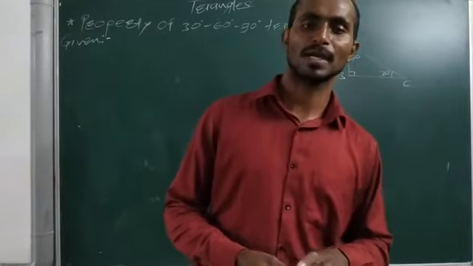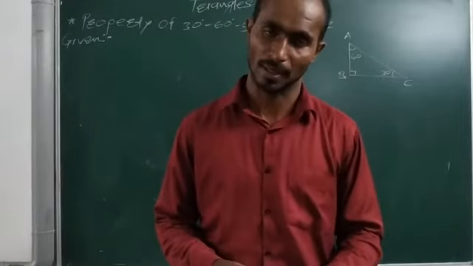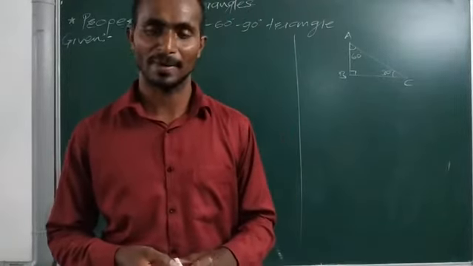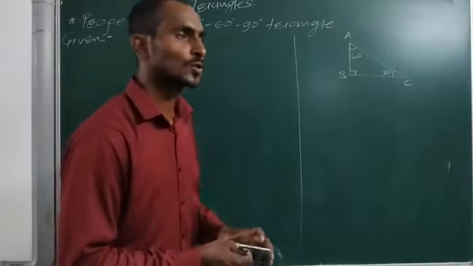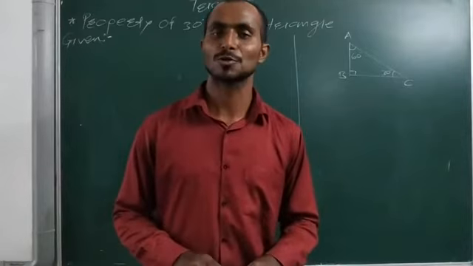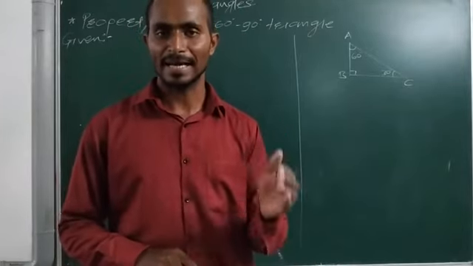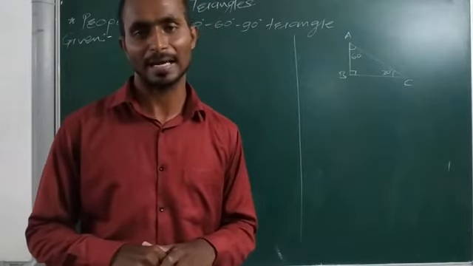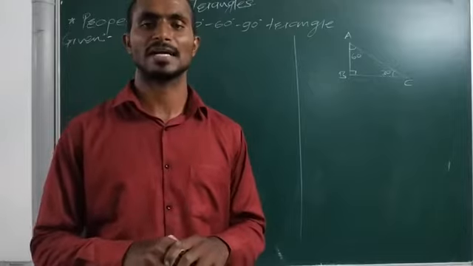आज हम स्टार्ट करने वाले हैं प्रॉपर्टी ऑफ 30, 60 और 90 डिग्री थ्योरम। इस थ्योरम को हम यहाँ पे आज प्रूव करेंगे। चलिए देखते हैं थ्योरम का स्टेटमेंट क्या है। The statement of the theorem is: if the measures of angles of a triangle are 30 degrees, 60 degrees and 90 degrees, then the side opposite to 30 degree is half of its hypotenuse and the side opposite to 60 degree is root 3 by 2 times of its hypotenuse.